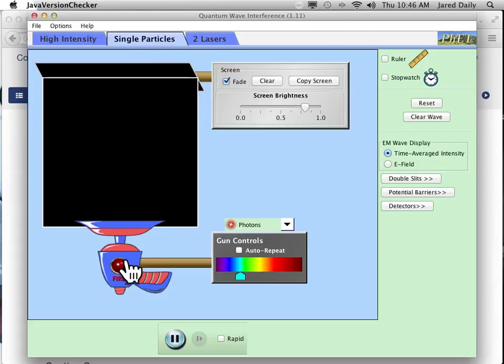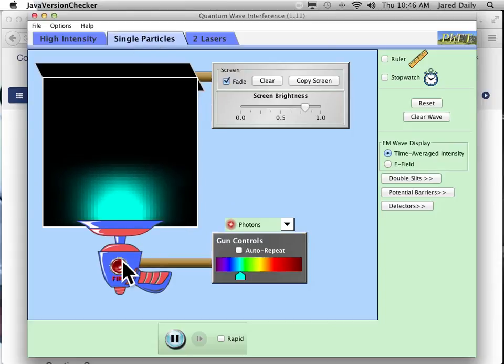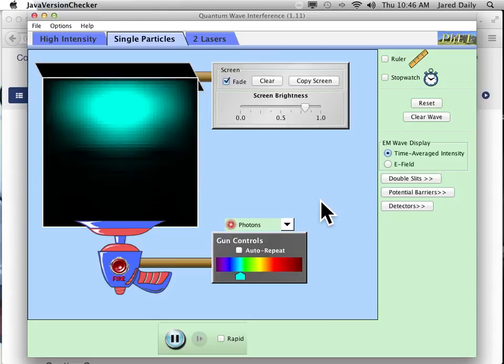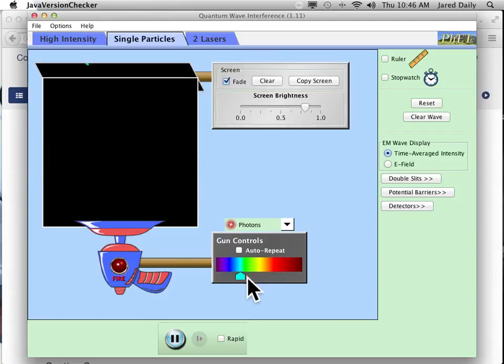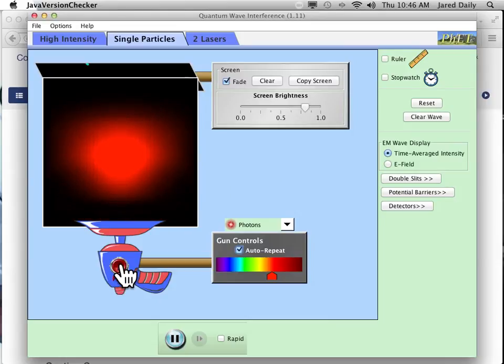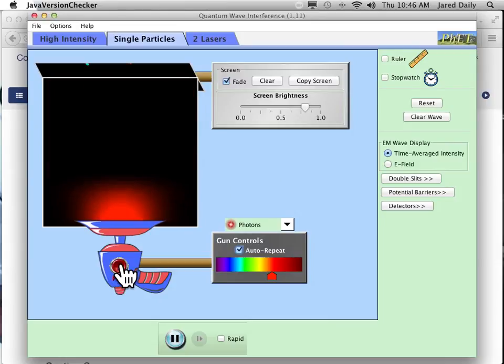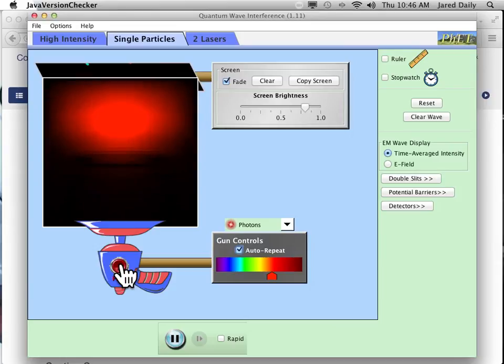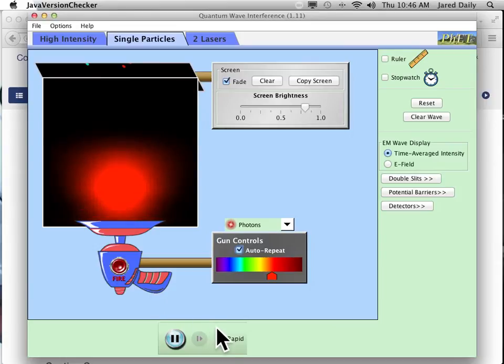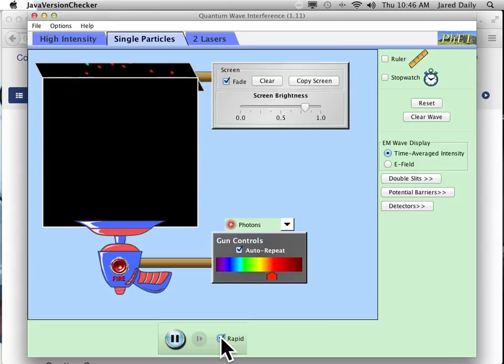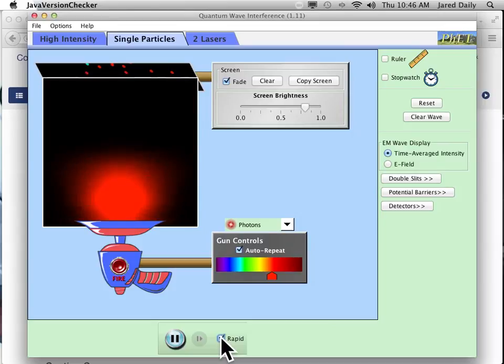If we treat light like particles, like photons, we have to think of it as coming out in these packets of light. So there's a photon that comes out, there's another photon that comes out. Of course, it happens much more quickly than this. Put it on rapid. So it's coming out in little packets of light, so fast we can't even see the different packets, but it does that, and that's fine.